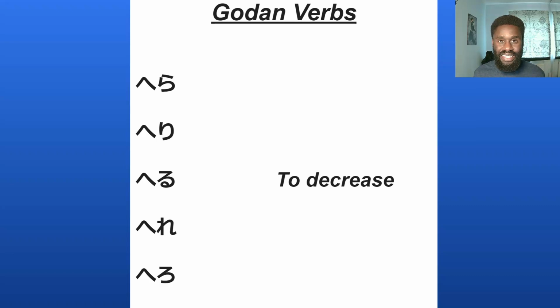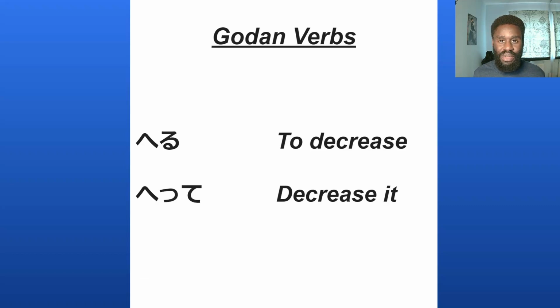One of these bases is the te form, which becomes the command form of the verb. And this is the form you use to tell someone to do the verb. So for this verb we have here, in its dictionary form, it's heru, which is to decrease. However, in its te form, it becomes hette, which is to say, decrease it.